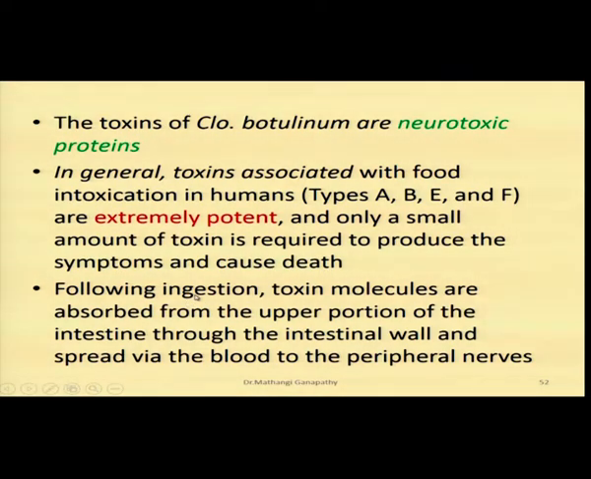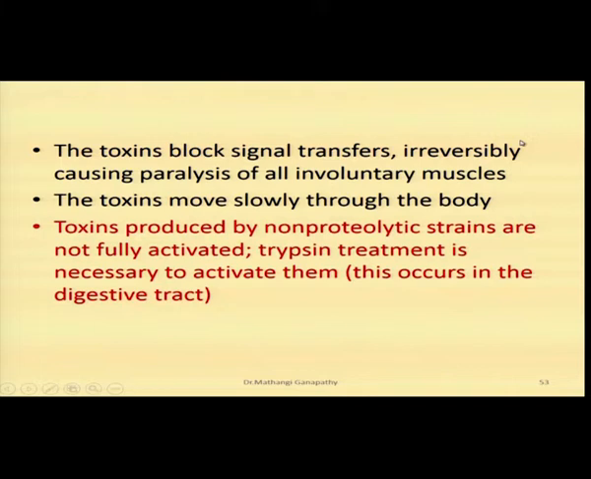So once consumed, these toxin molecules are absorbed from the upper portion of the intestine through the intestinal wall and spread via blood to the peripheral nerves. Since this is a neurotoxin, the effect has to spread via nerves. So from the upper portion of the GI tract or the intestine, they get absorbed. The intestinal walls will absorb the toxin, and from the intestinal cells, the toxins will spread through the blood to the peripheral nerves.